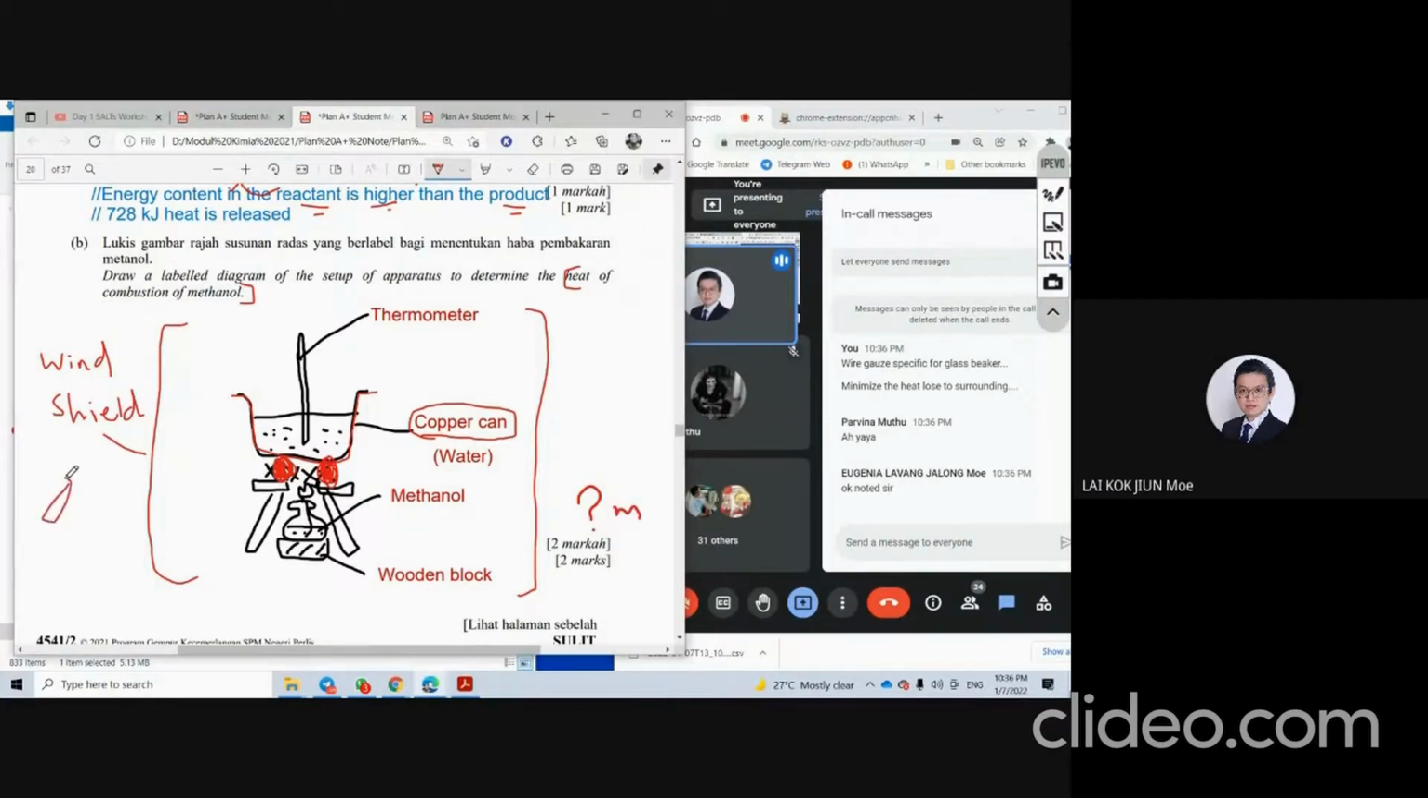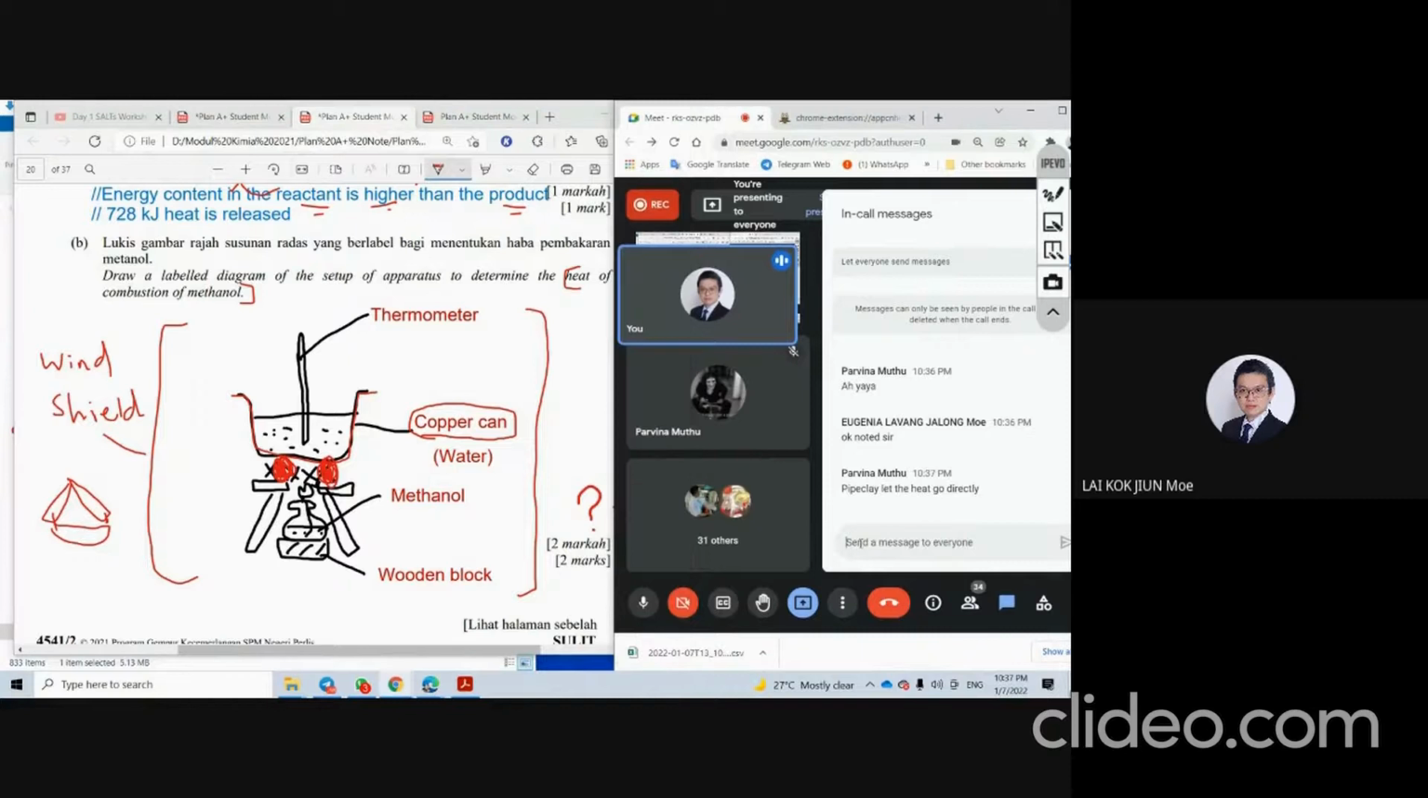For what I know, the pipe clay triangle design is like this, right? So maybe the heat is not lost so much, but a little bit still goes to the pipe clay. Of course, we cannot get 100% to the copper can, but we can minimize the heat loss. The main thing is we don't want so much heat loss. With the pipe clay, maybe 99% of the heat can still go to the copper can. Yes, Pavina, you're right. Good.